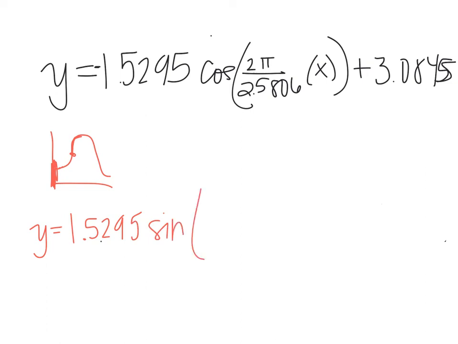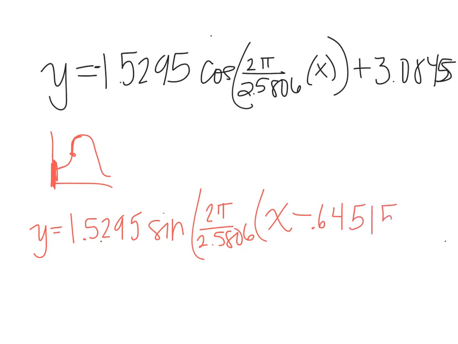Sine, our b doesn't change, x, and then we're moving to the right, so we'll do minus. And then we know a fourth of the period would be 0.64514. And then we'll have to do plus the vertical shift.